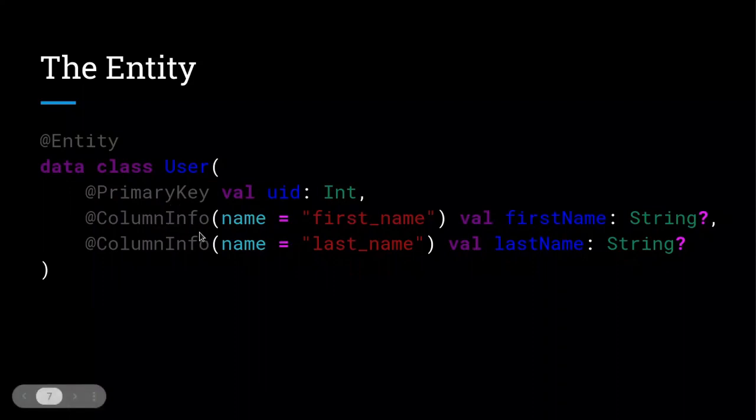And also here we have, for example, the annotation column info that is going to help us to provide a name, which is going to be different to the name of this property here. So as you can see here, we have an underscore, and here we don't have the underscore because the naming convention of SQLite and Kotlin are different. So for this case, we can easily use the column info in order to change these property names and set them easily inside our database.